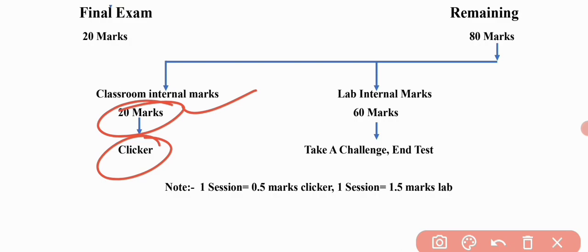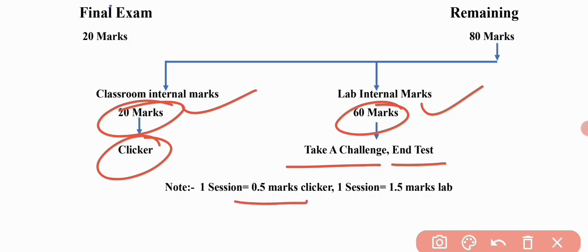And the second one is lab internal marks, which comprises 60 marks, which we get by doing take a challenge in the test in BSCLS in lab. Now, friends, if we calculate how many marks we get in classroom by doing one session, that will basically come to 0.5 marks. And how many marks we get in lab in one session, that will basically come to 1.5 marks.